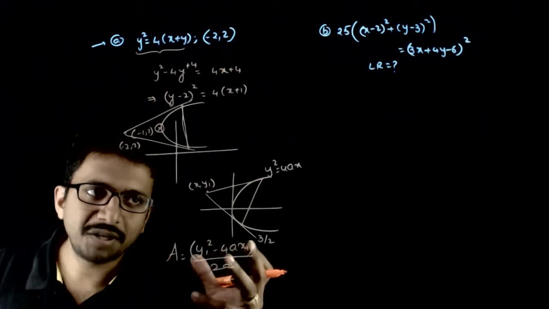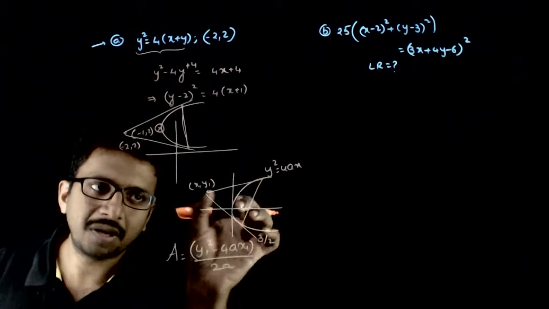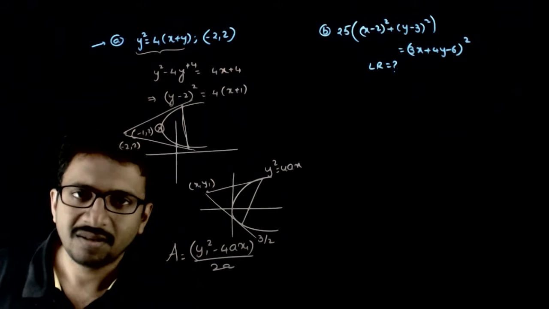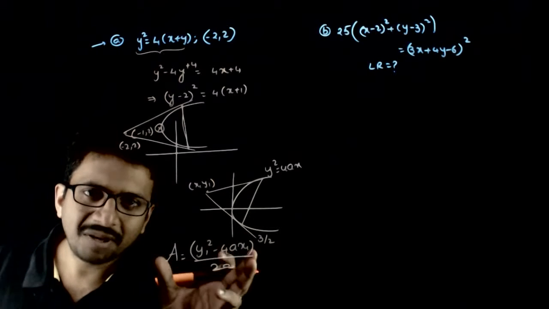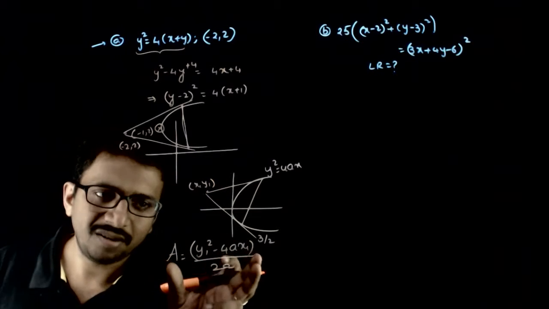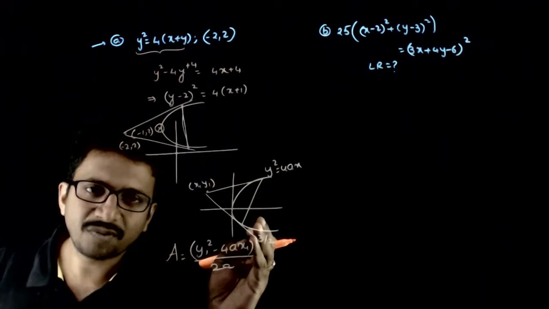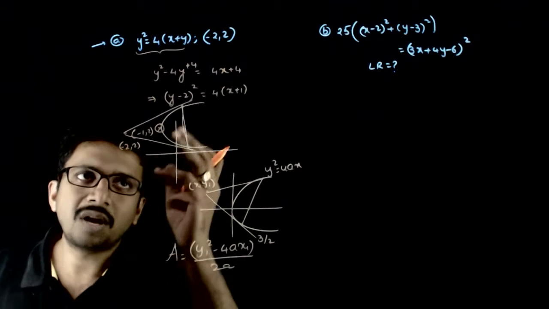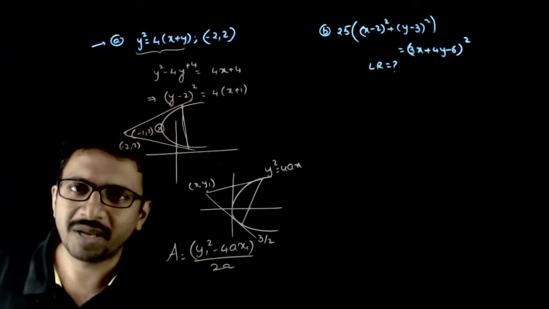There is a standard derivation for this, where you find the length of the chord and the height, and you multiply half into base into height. But you have to remember this formula, so that you can find this very easily. But this formula is only valid for y² = 4x and the point (x1, y1). This is not y² = 4x, this is a transformed parabola.